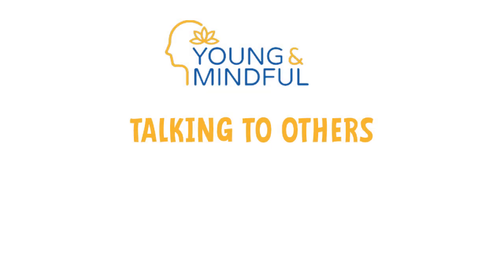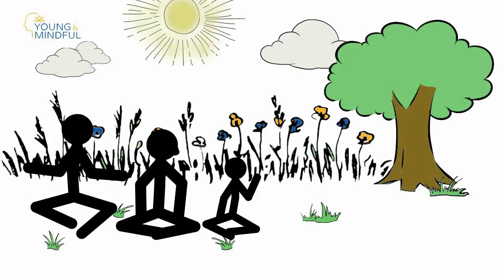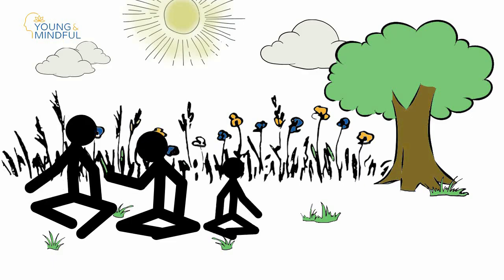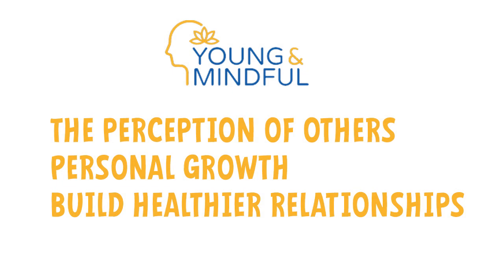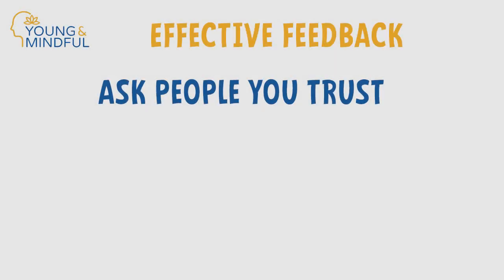Number 2. Talking to family and friends and others. Other people's perspectives are valuable. By talking to others, we can learn about how we and our actions are perceived. This can help us with personal growth and help build healthier relationships. Here are some tips on effective feedback.